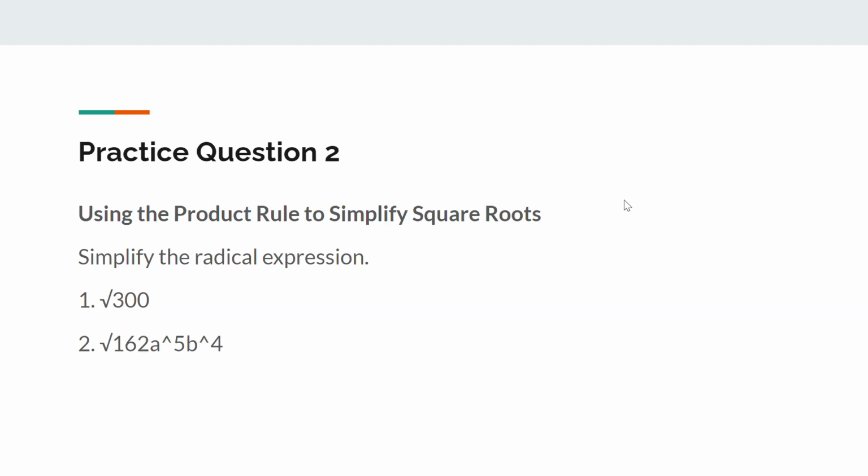And the second practice question. Using the product rule to simplify square roots. Simplify the radical expression. I'll give you guys 30 seconds again for this question, starting from now.